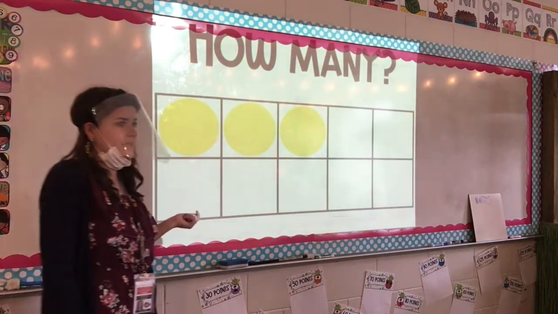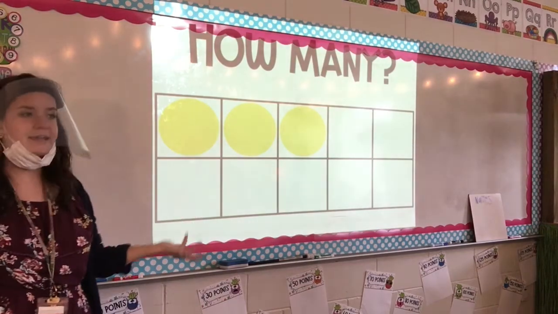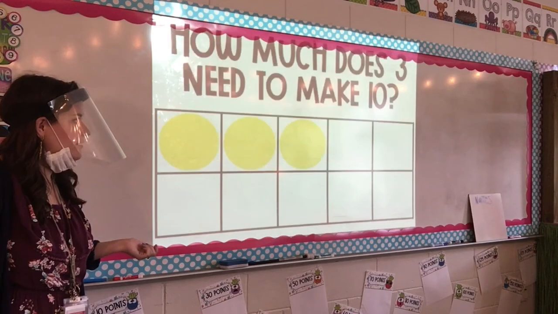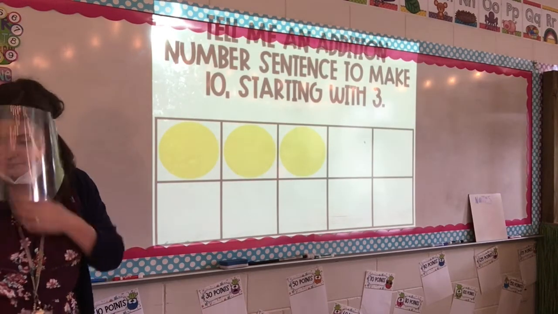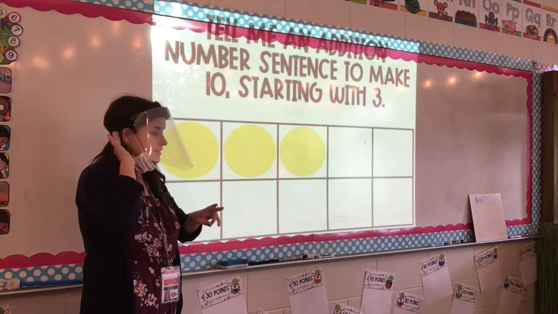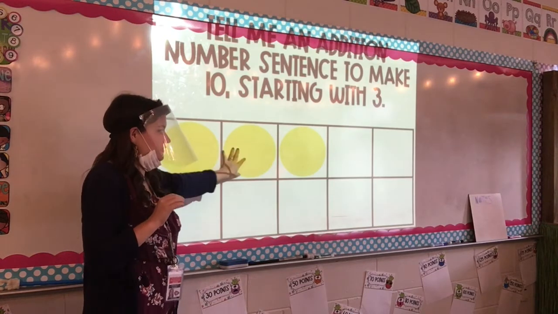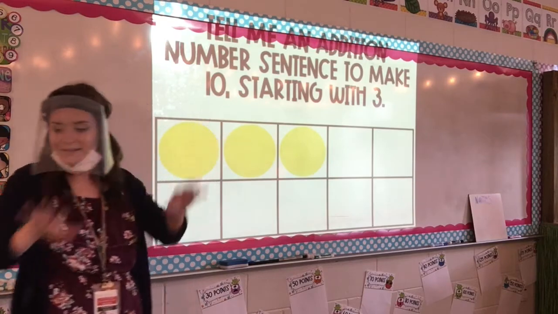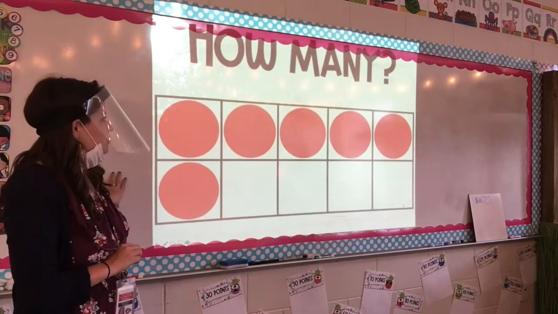How many do you see this time, Anna? 3. What does 3 need until it has 10? Aiden? 7. It needs 7. So if I make a sentence, it would be the same thing. 7 plus, or I guess we would start with 3. 3 plus 7 equals 10. Good job. Okay, let's do one more.